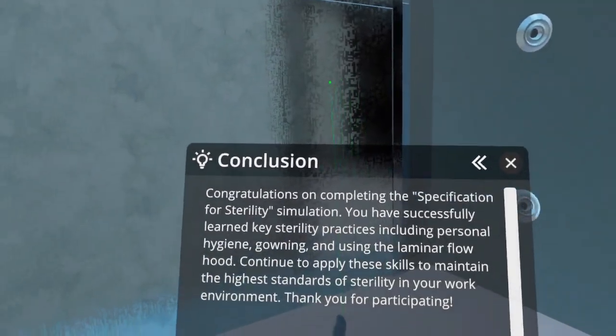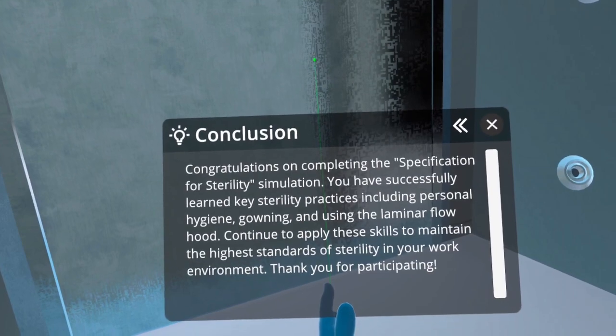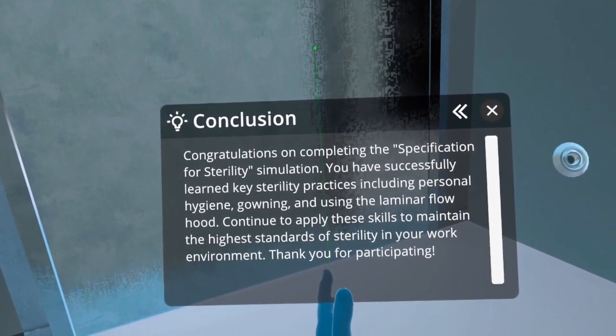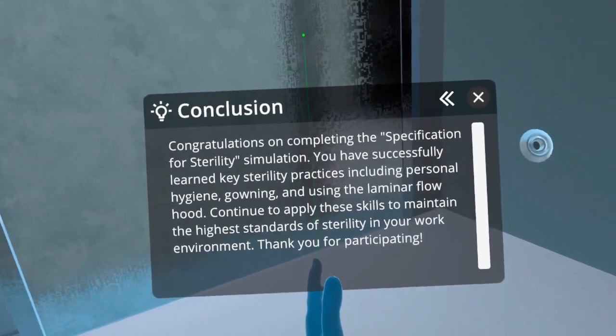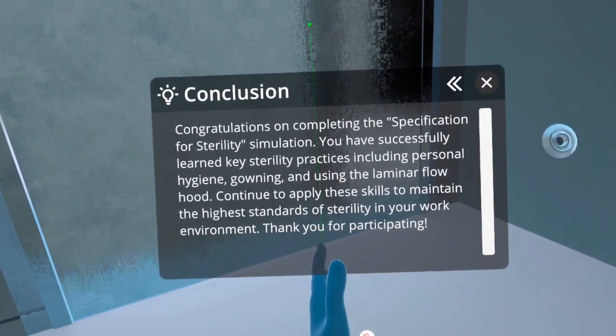Congratulations on completing the specification for sterility simulation. You have successfully learned key sterility practices including personal hygiene, gowning, and using the laminar flow hood. Continue to apply these skills to maintain the highest standards of sterility in your work environment.